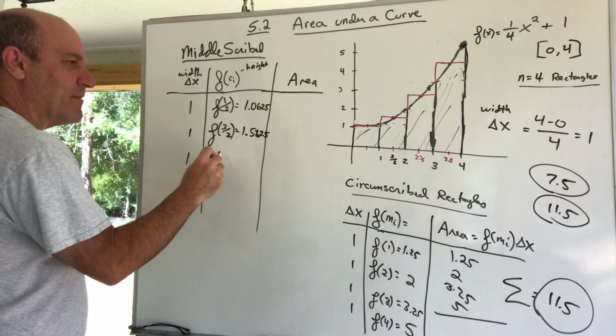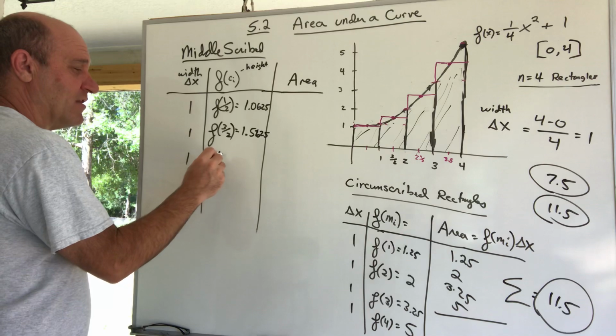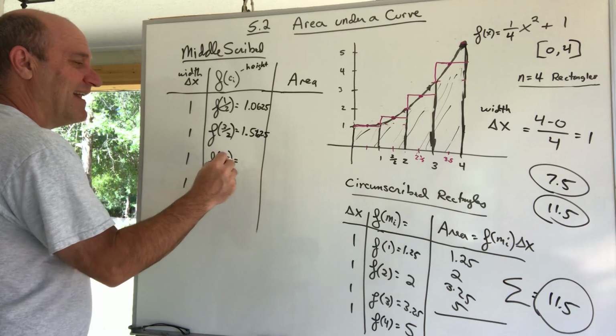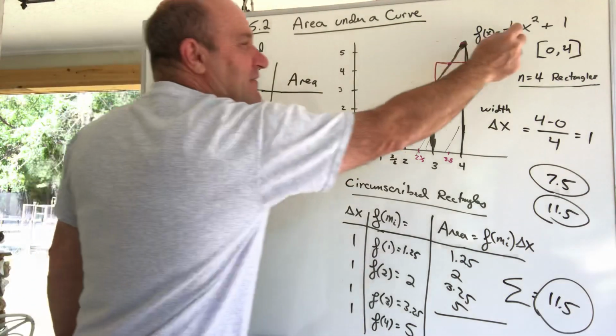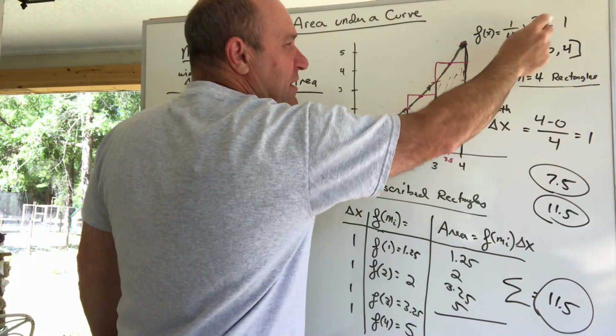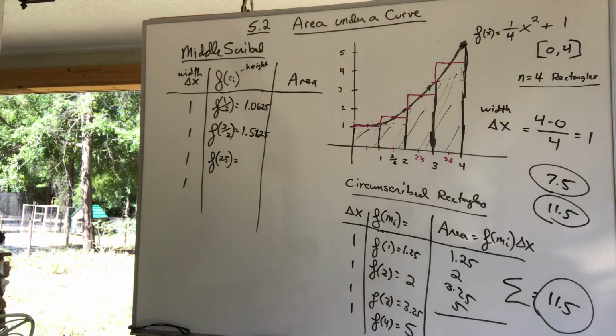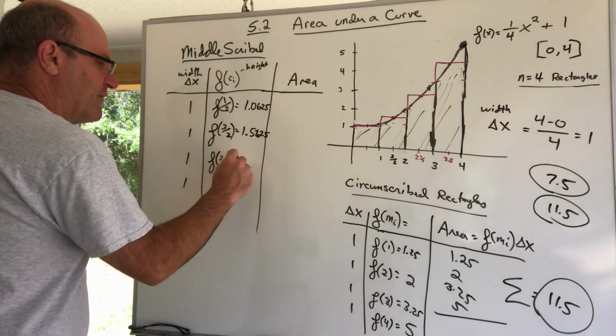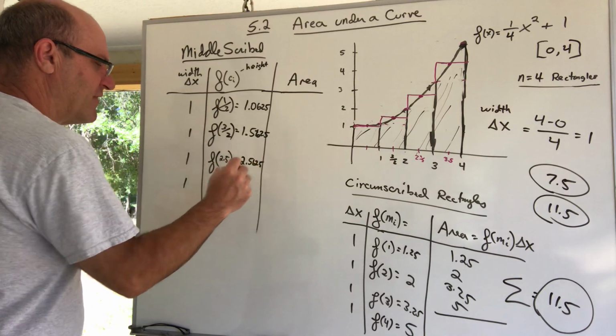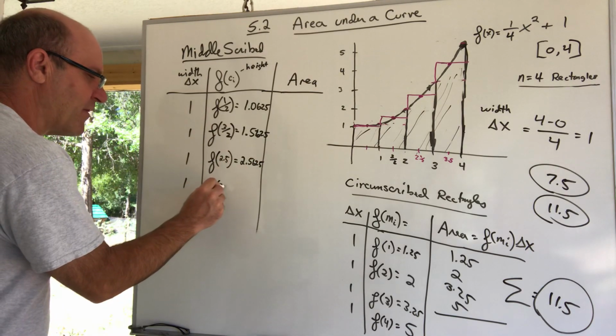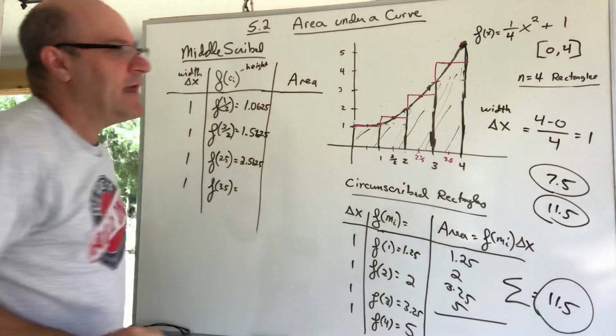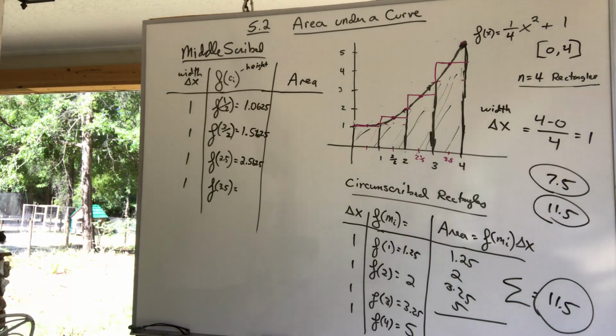For the next rectangle, I'm plugging in 2.5. I'm squaring it, I'm dividing by 4, and I'm adding 1. I'm going to just do that here. 2.5 squared. Divide by 4. Add 1. 2.5625. Finally, I'm plugging in a 3.5 for that last rectangle, and I'm going to get that height.